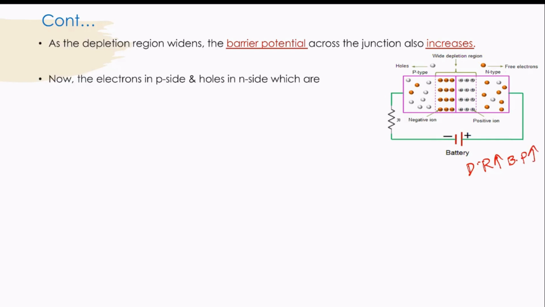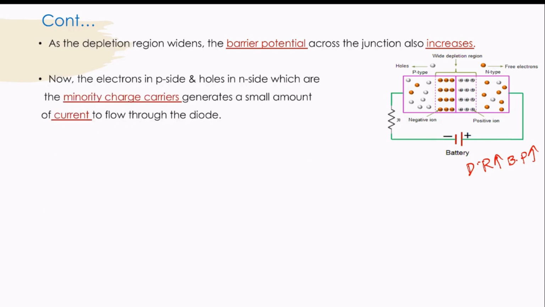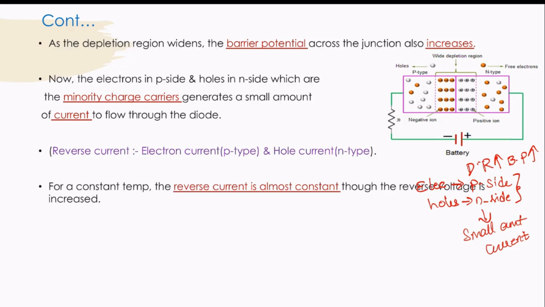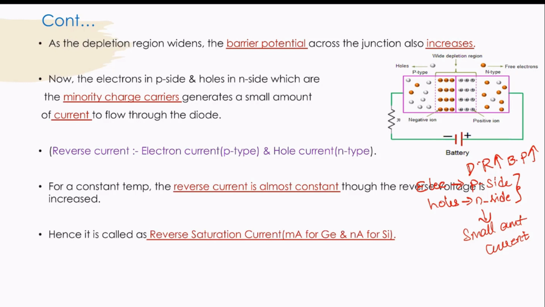Now the electrons in the P side and holes in the N side, which are the minority charge carriers, generate a small amount of current to flow through the diode. And this current is called the reverse current, which is a combination of the electron current and the hole current. Now for a constant temperature, the reverse current is almost constant though the reverse voltage is increased. Hence it is called the reverse saturation current and it is measured in milliamperes for germanium and nanoamperes for silicon.